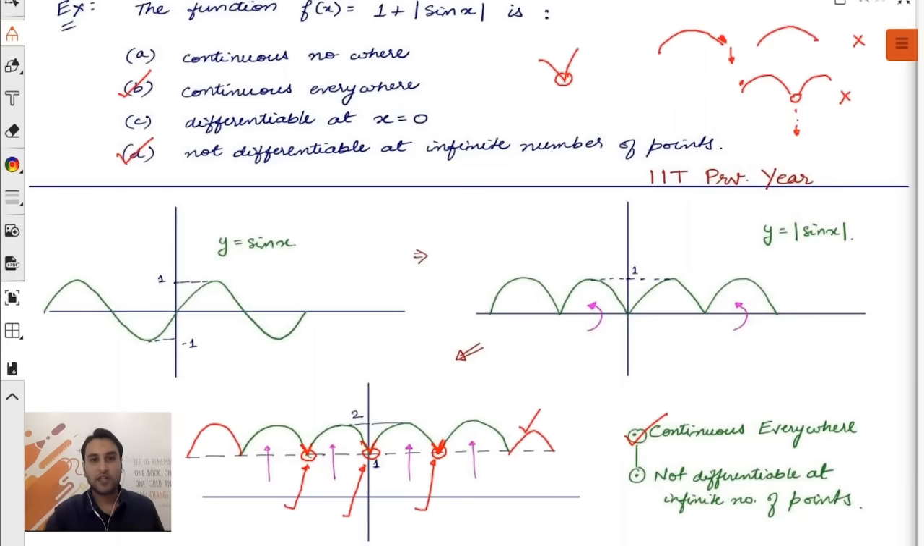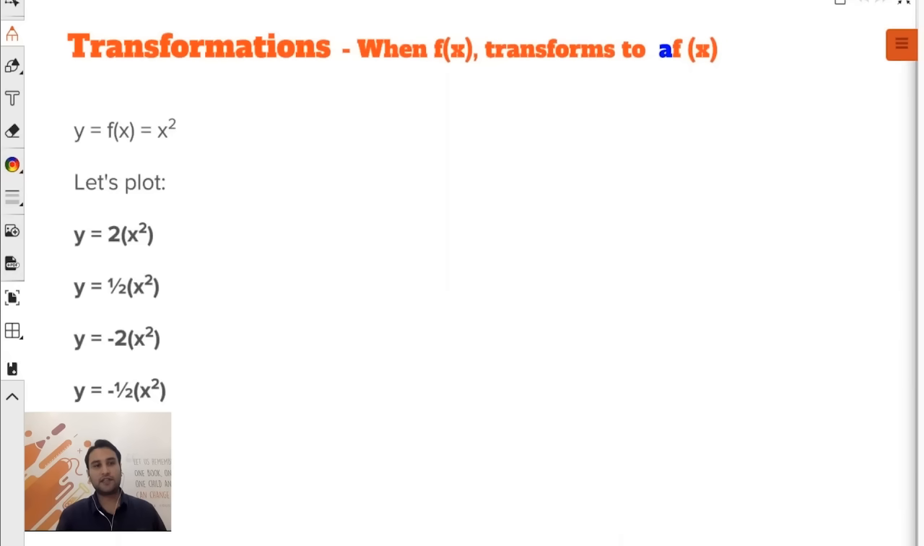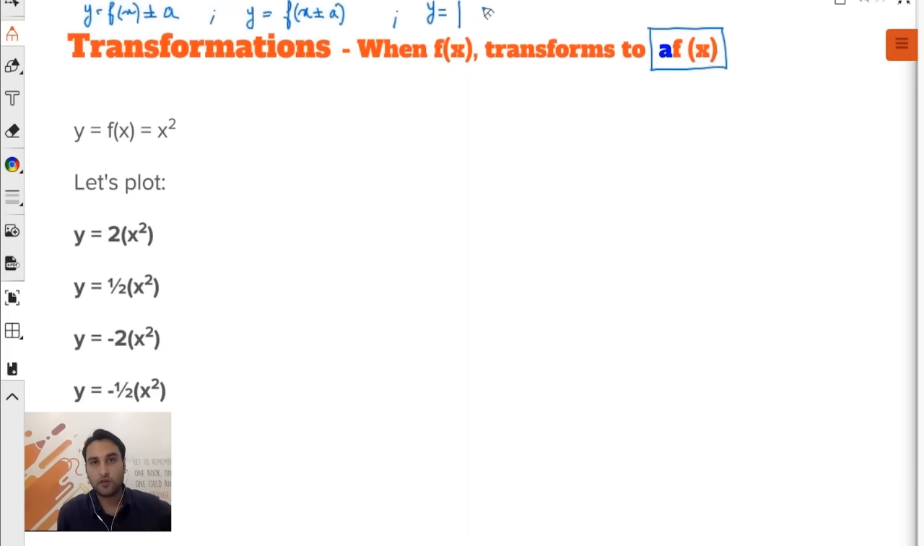Okay? Let's learn the last transformation, which is super interesting. So this is the next transformation that we are going to learn: a times f(x). So what have we learned so far? Quick revision. We have learned f(x) plus minus a, vertical transformation. We have learned f(x plus minus a), horizontal transformation. We have learned y is equal to mod f(x), fold up transformation.